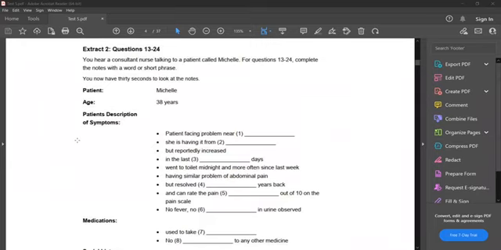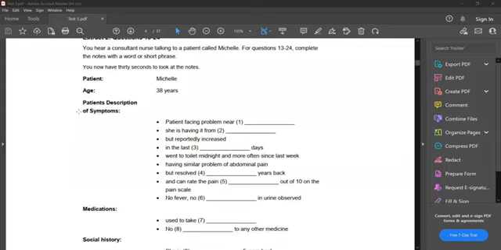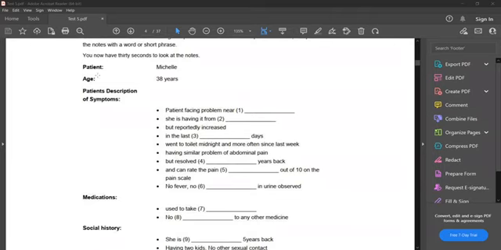Before you start listening to the audio, you will get 30 seconds to read and quickly go through the notes. So here it says you hear a consultant nurse talking to a patient called Michelle. You now have 30 seconds. So this is what will happen. You have the left side, which are the sections. So patient Michelle is 38, patient description.